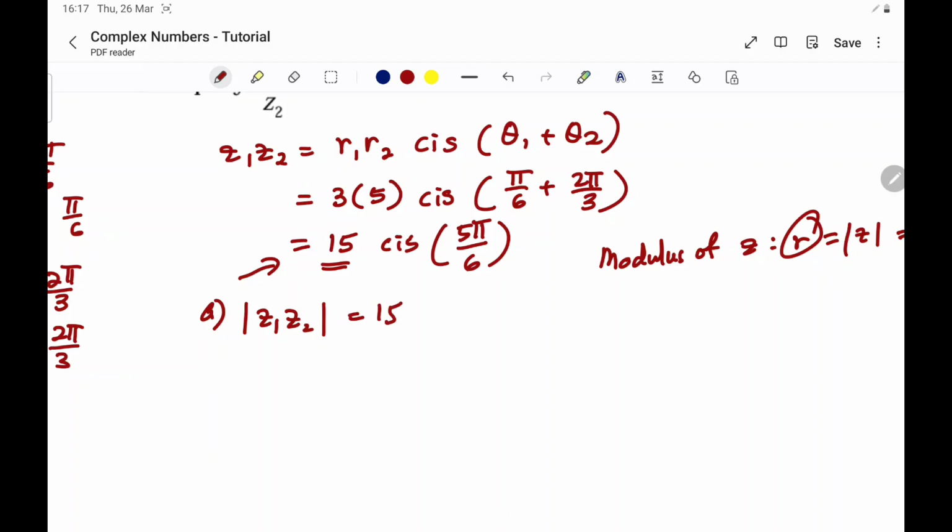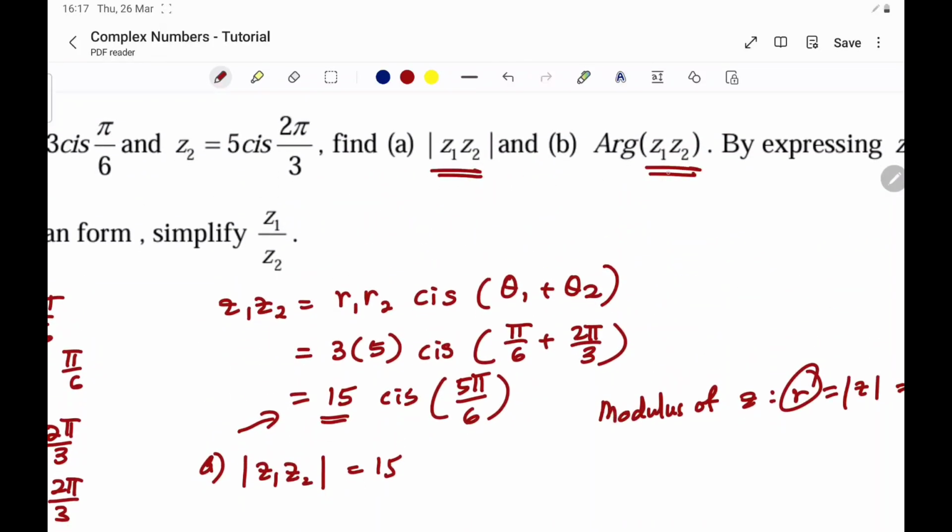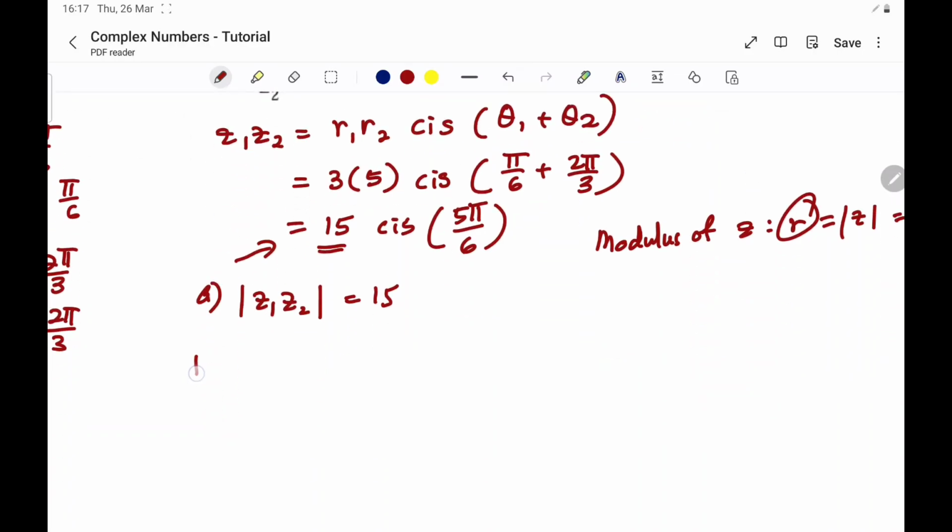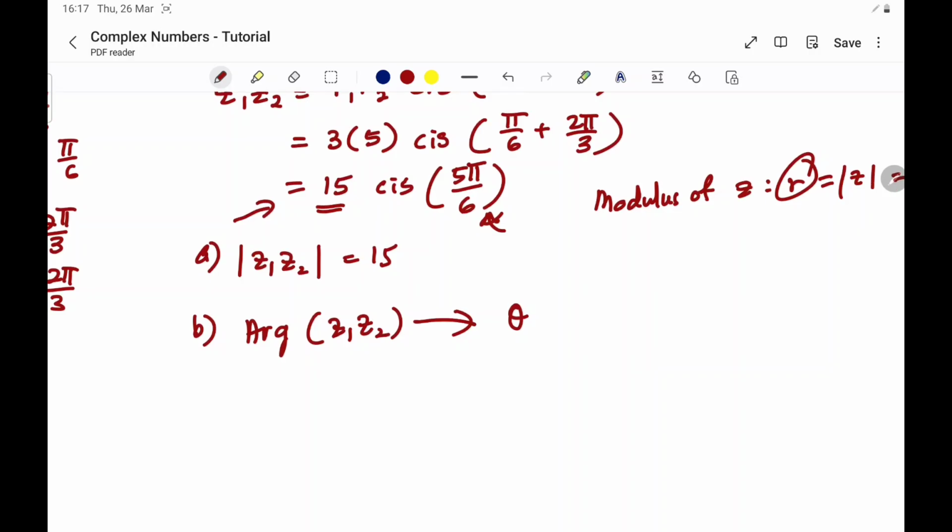Now they want us to find question B. They want the argument of z1 z2, which is basically the angle theta. We already got it here, equal to 5 pi over 6. Okay, 5 pi over 6.